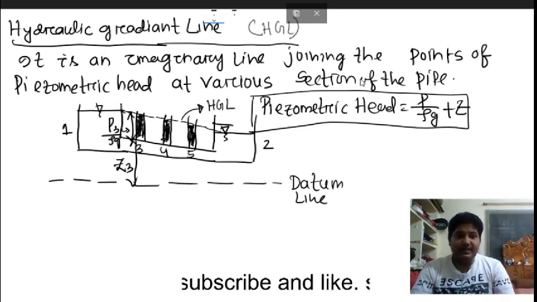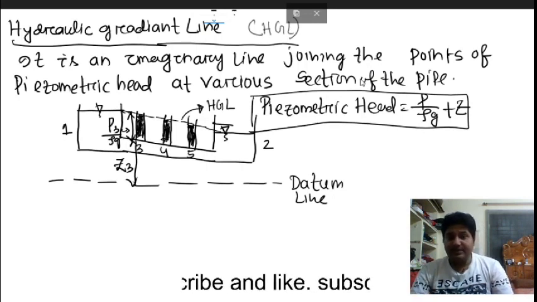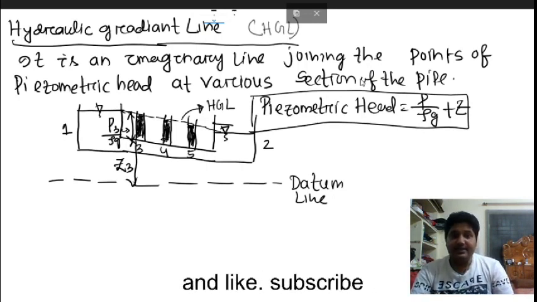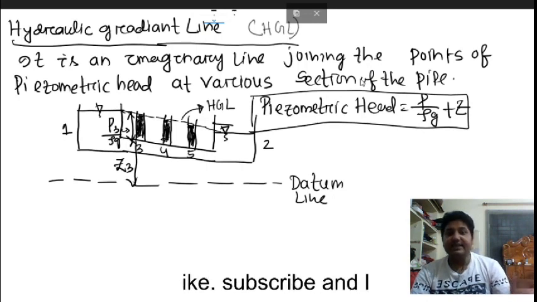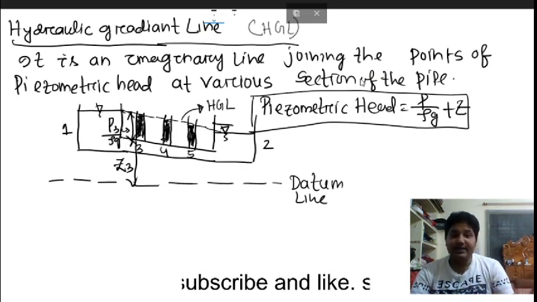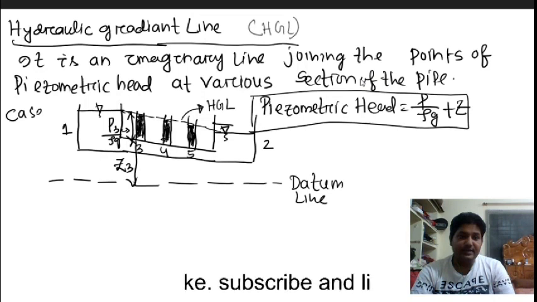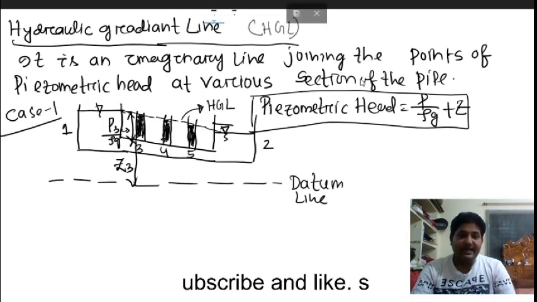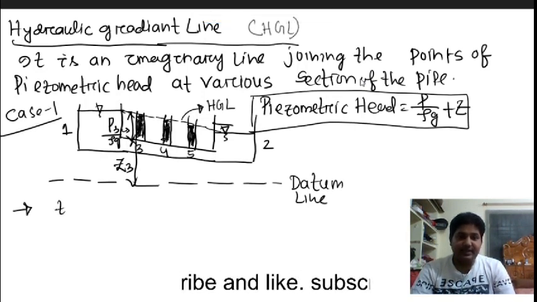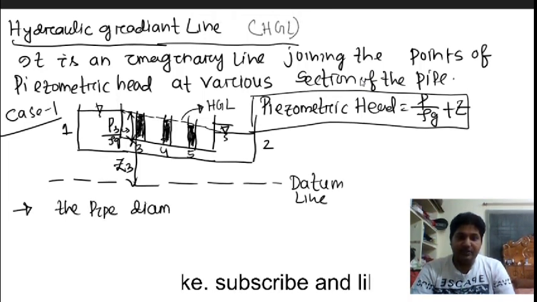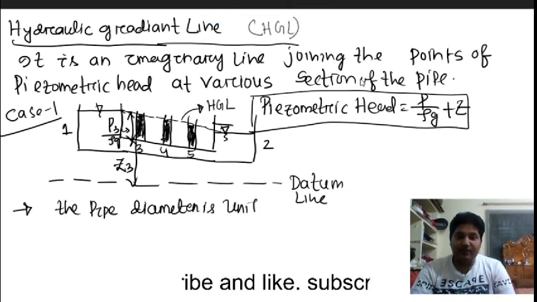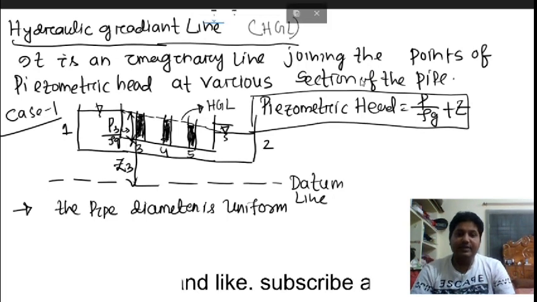The hydraulic gradient line is generally falling in nature. It generally falls in the direction of the flow, but that is not the case in all situations. If the pipe diameter is varying... suppose this is case 1, in this case the pipe diameter is constant, or uniform. It is not changing.